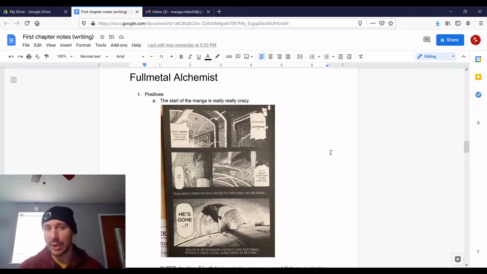This first page blows Bleach's first page out of the water, in my opinion. There's so much happening here. You get a sense of something was done and it went wrong. Somebody's missing. You also get a sense of the moral of this story, the theme of the story, which is teachings that do not speak of pain have no meaning because humankind cannot gain anything without first giving something in return. That's super important, right?